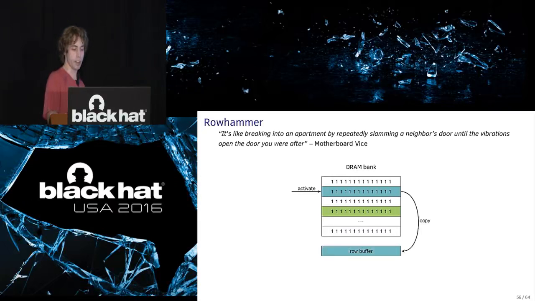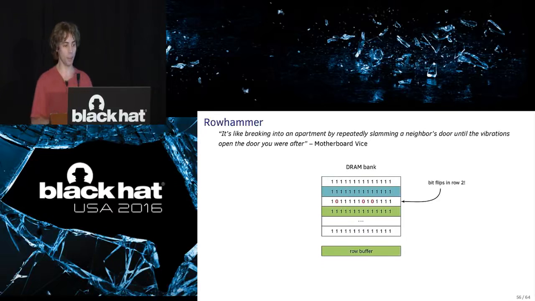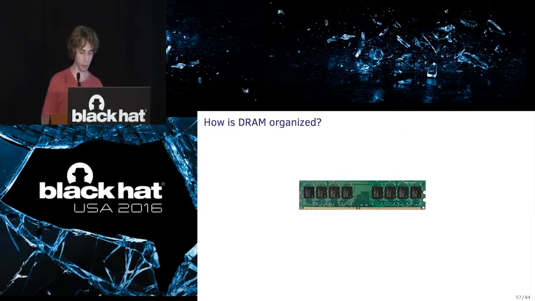So it works pretty much like this. You activate one row, and then you activate another row, and they are always copied to the row buffer. And if you do that at a high frequency and often enough, you will see bit flips in the row between those two rows that you actually access. Now, to actually do this, you need to know which memory locations, which physical addresses map to these two rows. And therefore, we need to know how the DRAM is organized.